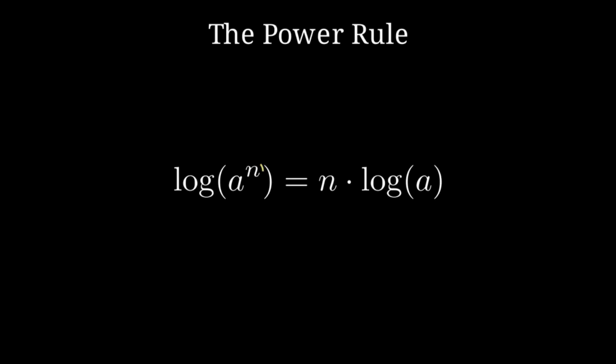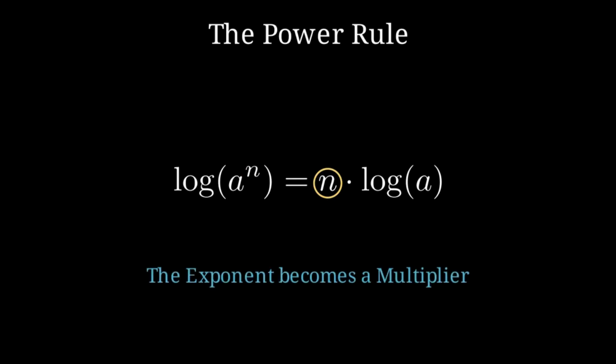The most critical property for solving equations is the power rule. It allows us to move the variable from the exponent position down to the front as a coefficient. This transformation makes the equation much easier to manipulate algebraically.